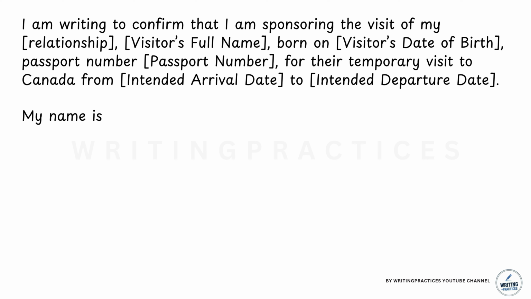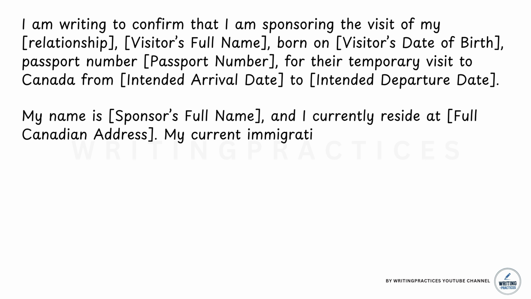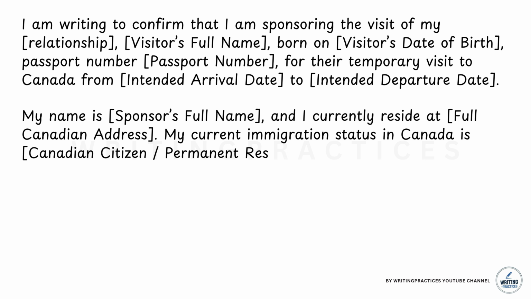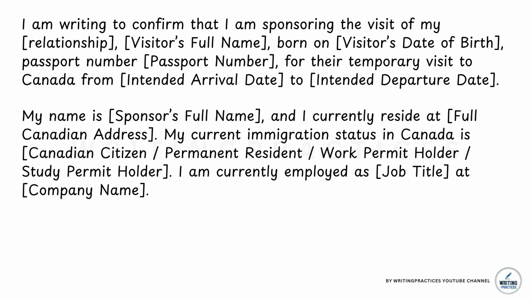Paragraph 2. Sponsor information. Explain who you are and your legal status in Canada. For example, my name is Michael Anderson, and I currently reside at 145 Cedar Street, Toronto, Ontario. My current immigration status in Canada is permanent resident. I am currently employed as a senior financial analyst at Northern Maple Corporation. This proves that the sponsor is legally residing in Canada and capable of providing support. Only include details supported by official documents.